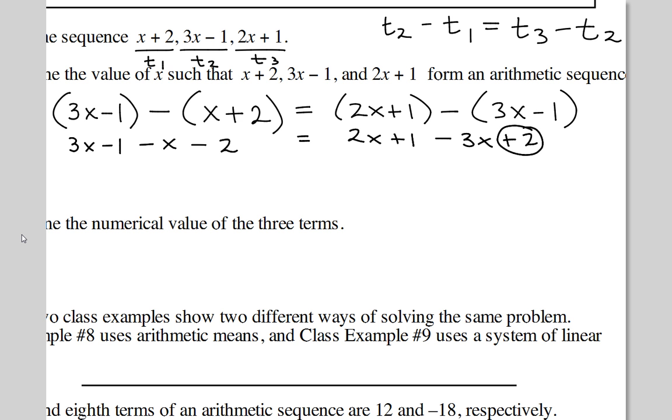Now we just collect like terms. On the left-hand side, we have a 2x and a minus 3. What did I screw up?